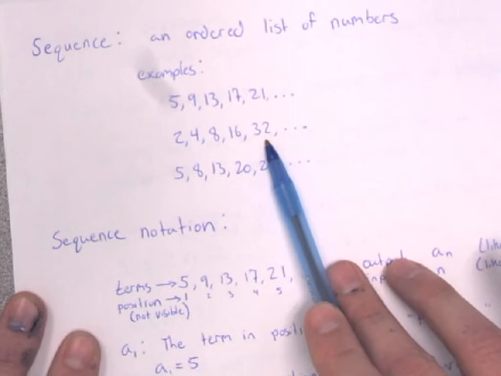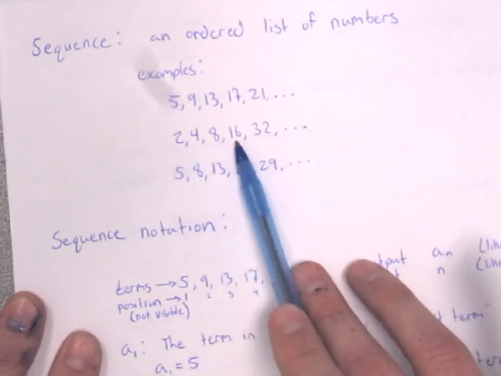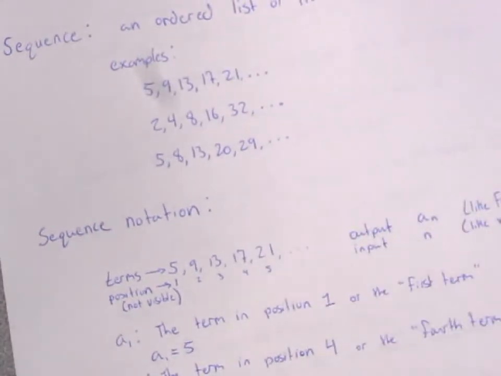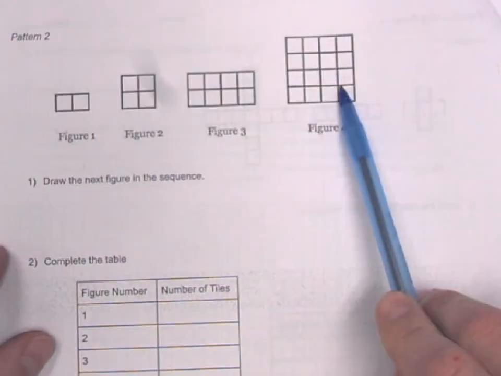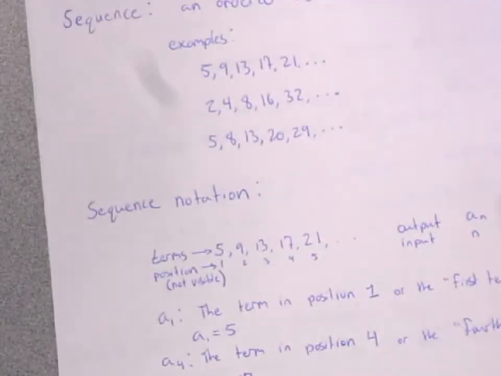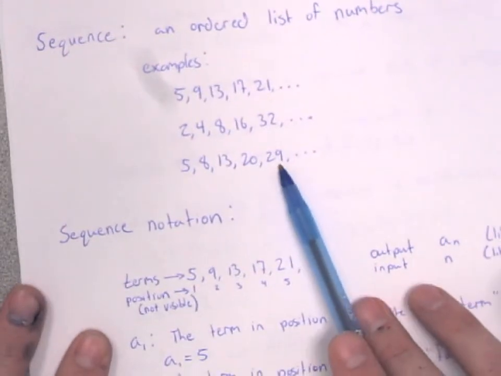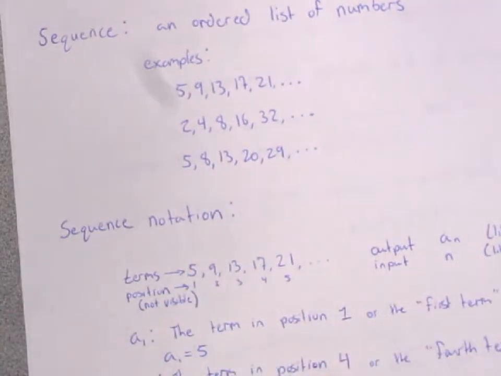This is actually the sequence for pattern 2. This is that doubling sequence, right? 2 doubles to 4, 4 doubles to 8, 8 doubles to 16, and so on. This is that second pattern from the representing patterns task, this one right here: 2, 4, 8, 16, 32. This is just represented in sequence form. And this is the last one. This is pattern 3. This is the one where we have the square with the extra pieces on it.